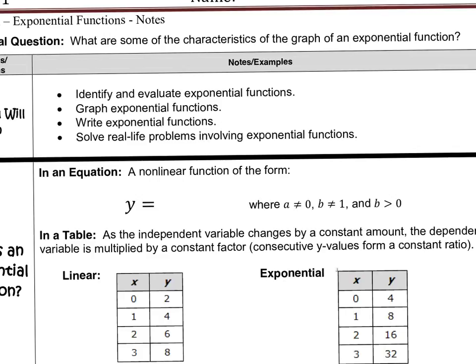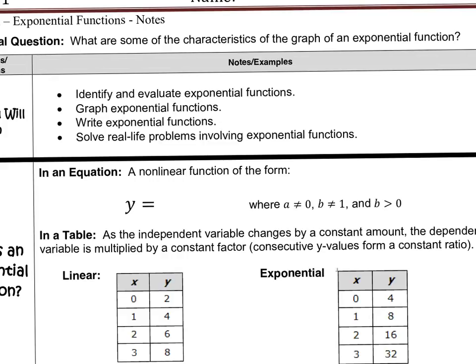Today we're going to start exploring exponential functions. We've spent all of first semester in linear functions, which made straight lines. Second semester we'll be investigating two different nonlinear functions. The first one is going to be exponential functions.